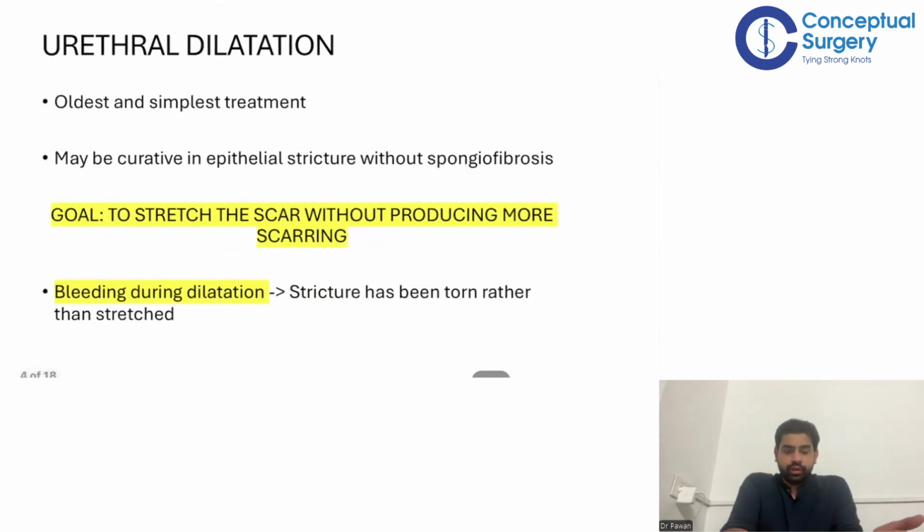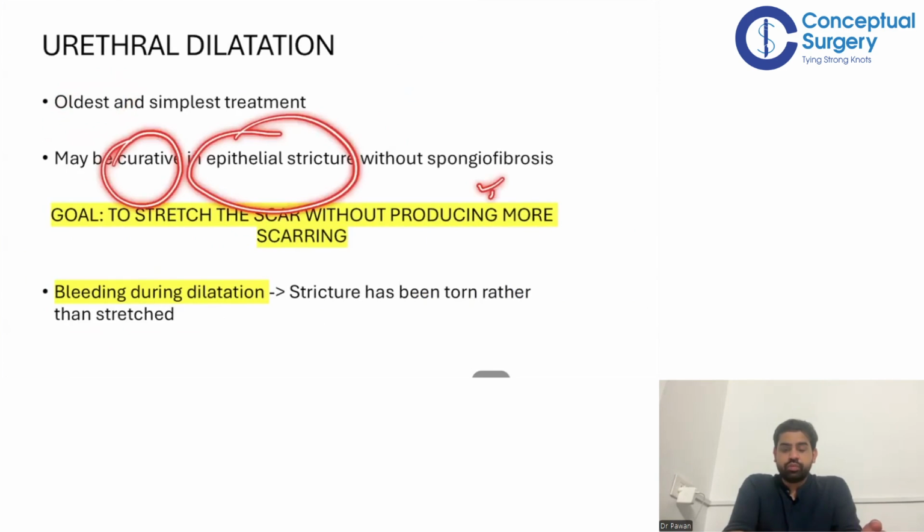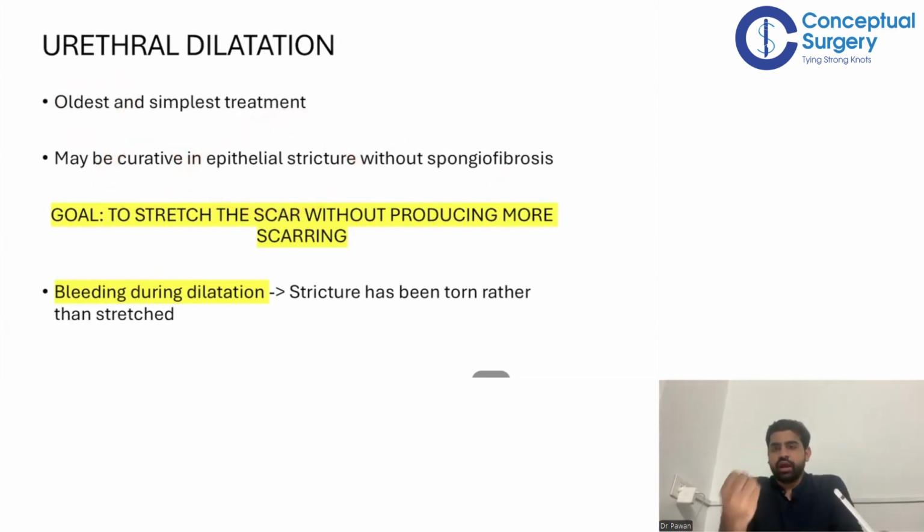Now, urethral dilation is the oldest and the simplest treatment of urethral stricture, and may be curative in epithelial strictures without spongiofibrosis. So if I ask you to define a urethral stricture, what is the definition of a urethral stricture?